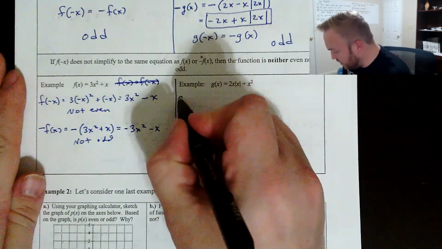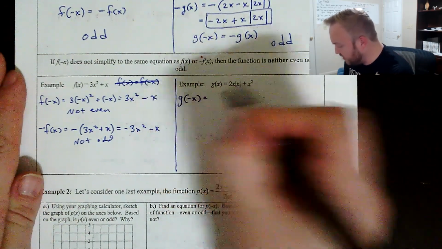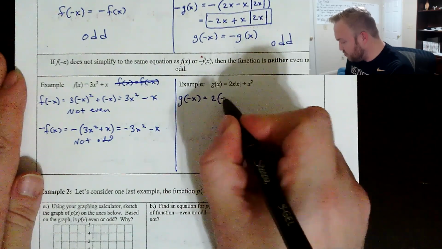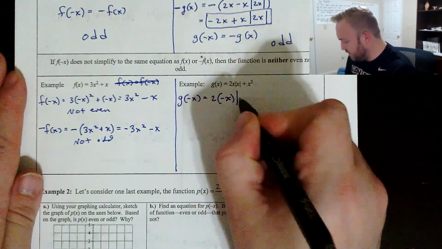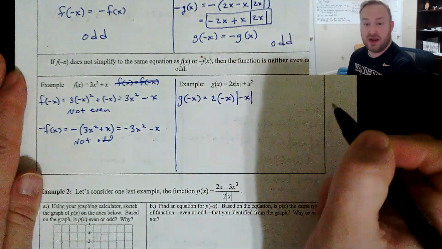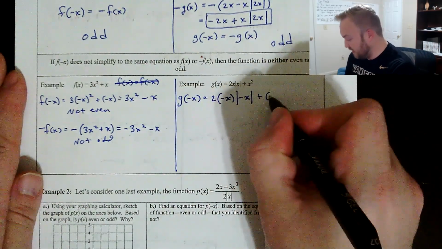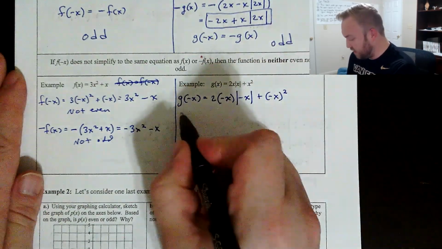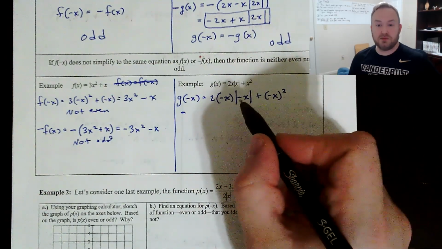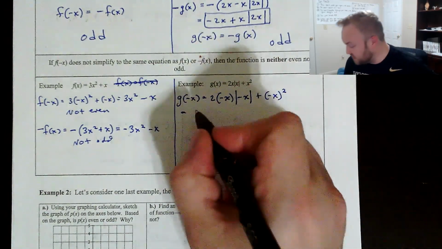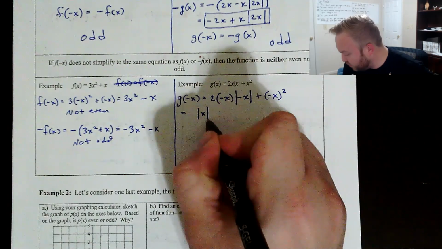Let's test this one out. Let's start by finding g of negative x. So that would be 2 times negative x times the absolute value of negative x plus negative x squared. All right, now look, the absolute value of negative x is the same as the absolute value of x.